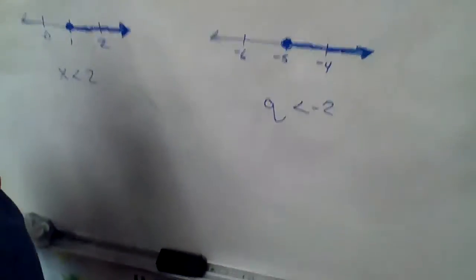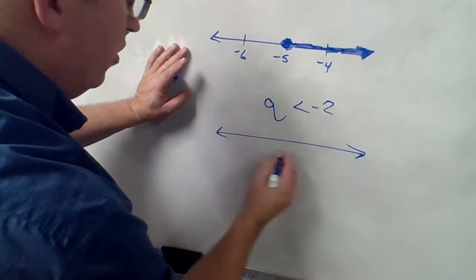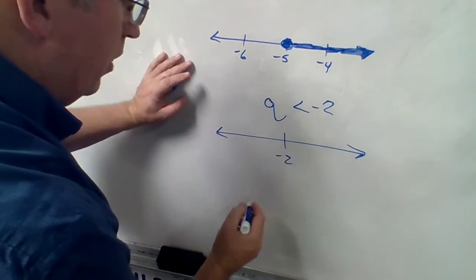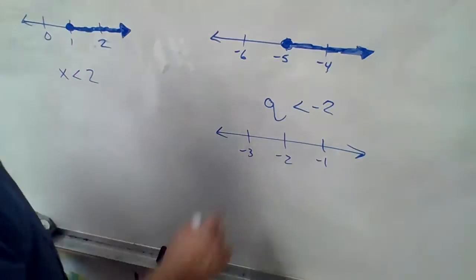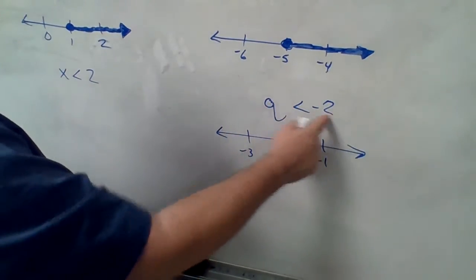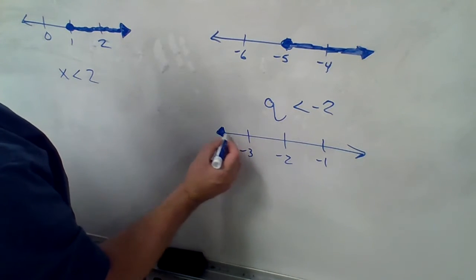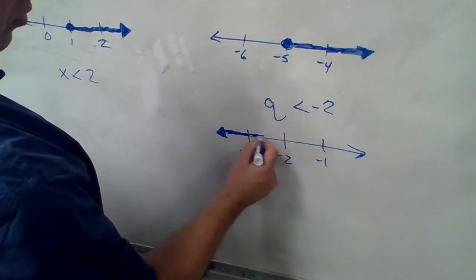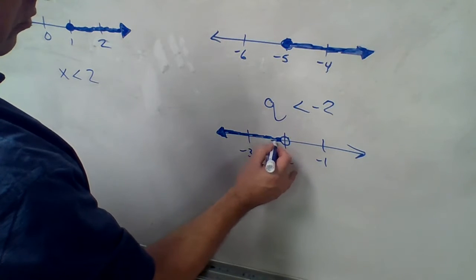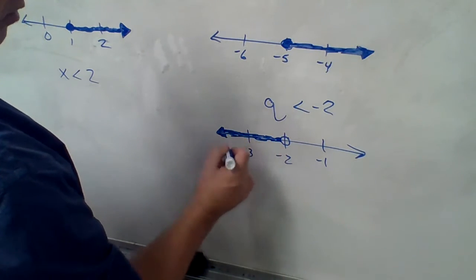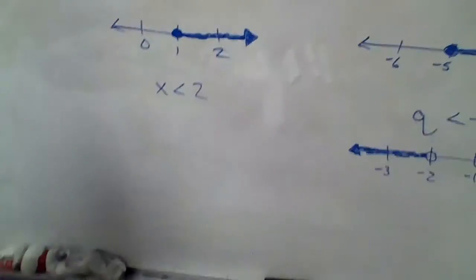Let's go down. How about q is less than -2? Well, that would be -3. That would be -1. What are some numbers that are smaller than or less than -2? That would be the numbers on the left side of -2. So this is my first time shading the left side. I'm going to use an open circle at -2 because I don't want to include it as part of the answer. And there's my solution for that one.